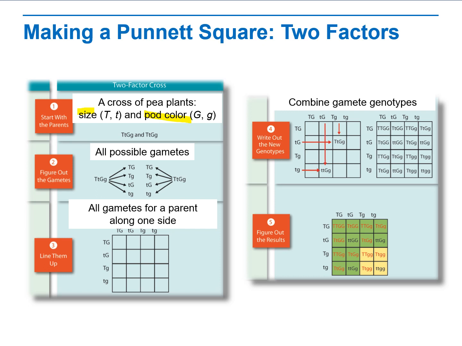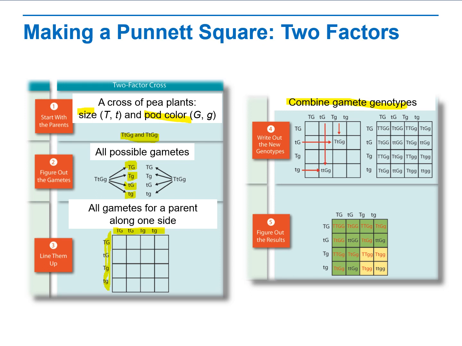So when we look at all the different combinations of gametes that can be produced from two hybrid individuals, we see that you can have capital T, capital G, capital T, small g, small t, capital G, or small t, small g. Therefore, when we make our Punnett square, we have to include 4 rows and 4 columns, because we have 4 possible gametes from each parent. From that point on, the process is exactly the same.